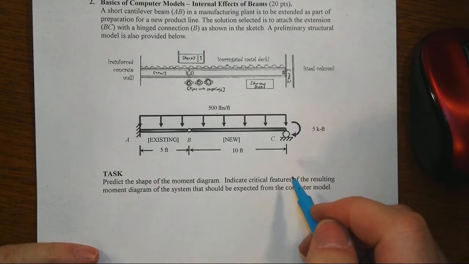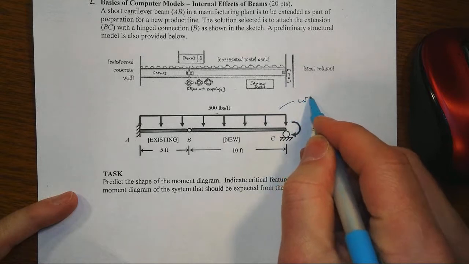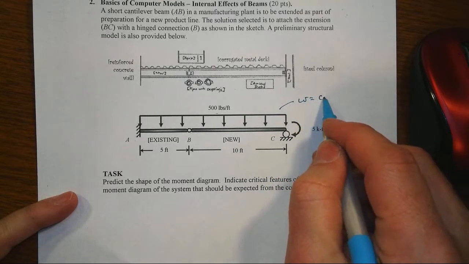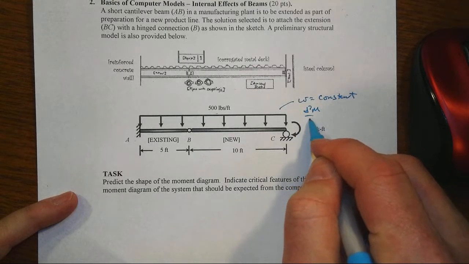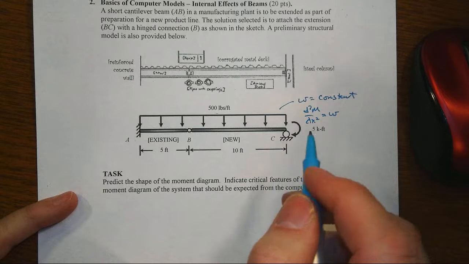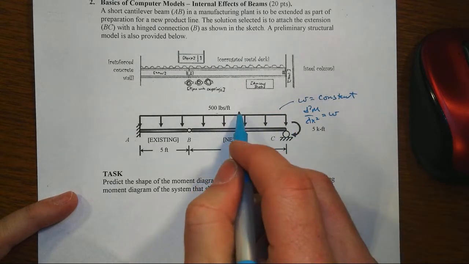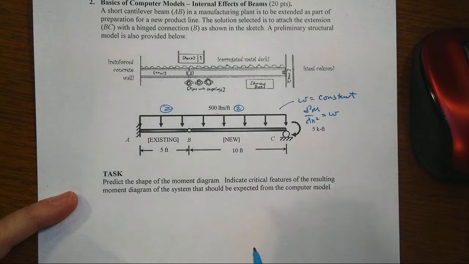So for instance, some of the things that we could note right off the bat is that of course W, our uniformly distributed load, is a constant. And since the second derivative of the moment is going to be equal to W, that means that we should end up with a second order moment diagram throughout the entire beam.